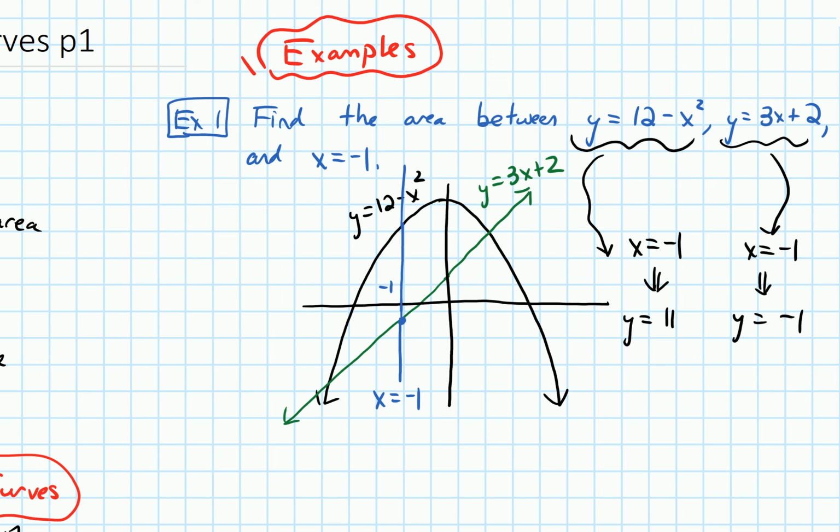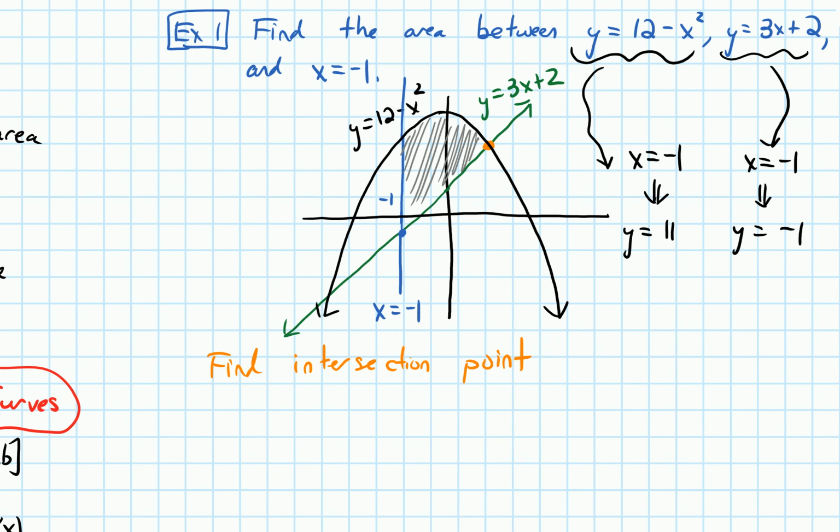Okay, so we are after the area of this shaded region. We need that area. Looking at my picture, I know the top function is the parabola. I know the bottom function is the line. I know the left endpoint of my interval is -1. But for the right endpoint, I need to know the intersection point of the two curves. So let's find the intersection point. In fact, by looking at my picture, I see that the curves are going to intersect twice, but I only care about this right intersection point. So I'll keep that in mind.